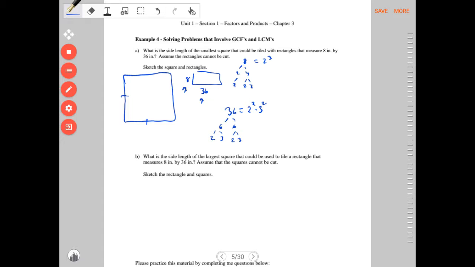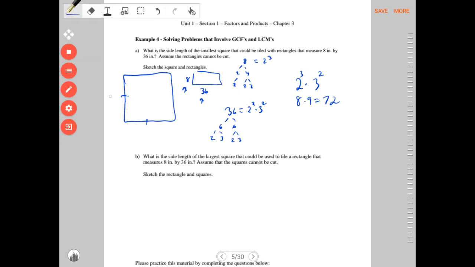Now remember, to figure out the LCM, lowest common multiple, I need all the numbers that are in the list. So there's a 2 and a 3. Then I need the highest exponents of them. The highest exponent of the 2: I've got a 2 cubed and a 2 squared, so the highest is 2 cubed. The highest exponent on the 3 is 3 squared. So I've got 2 cubed times 3 squared, which is 8 times 9, so that's 72. So 72 is the lowest common multiple of 8 and 36.